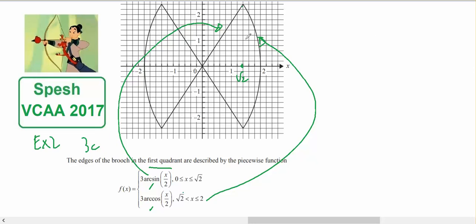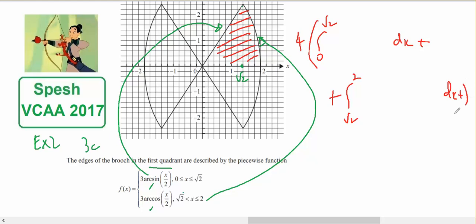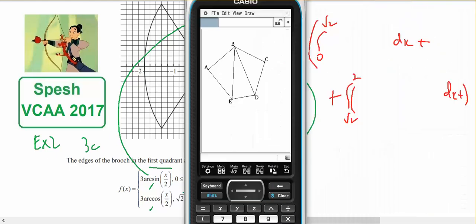So I'm going to take this area here and times it by 4. And it will be the integral from 0 to root 2 of this one, plus the integral from root 2 to 2 of this one. And that's going to give me the area between the curve and the x-axis. So let me double check to find out which one's which.